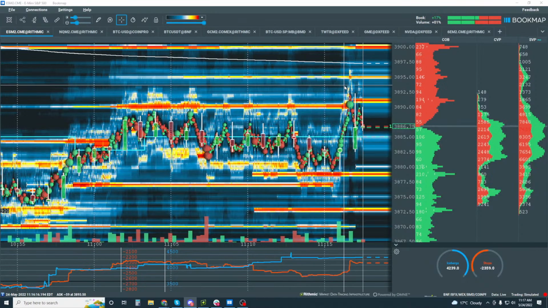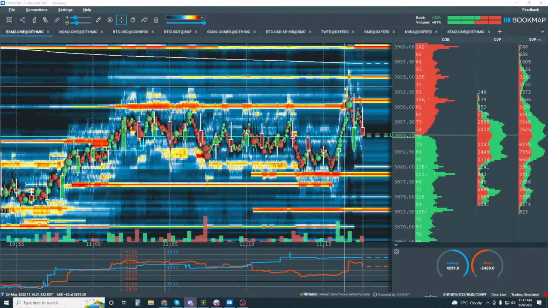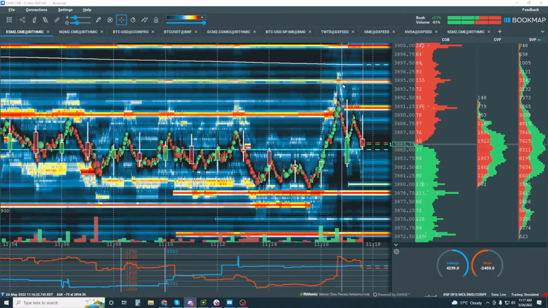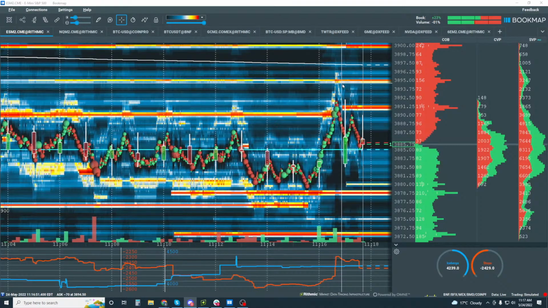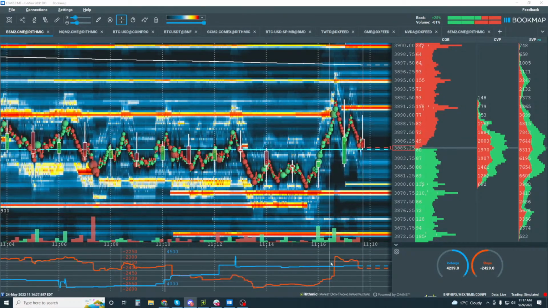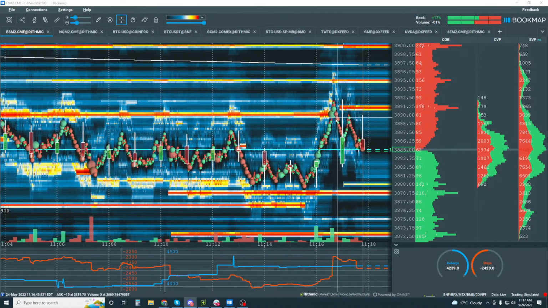Yeah, that's correct. MC Loco. A stop run is when price moves to trigger stop loss orders. Typically, we just know that in our indicator, we don't know if it's a stop loss. We just know that it was a stop order.